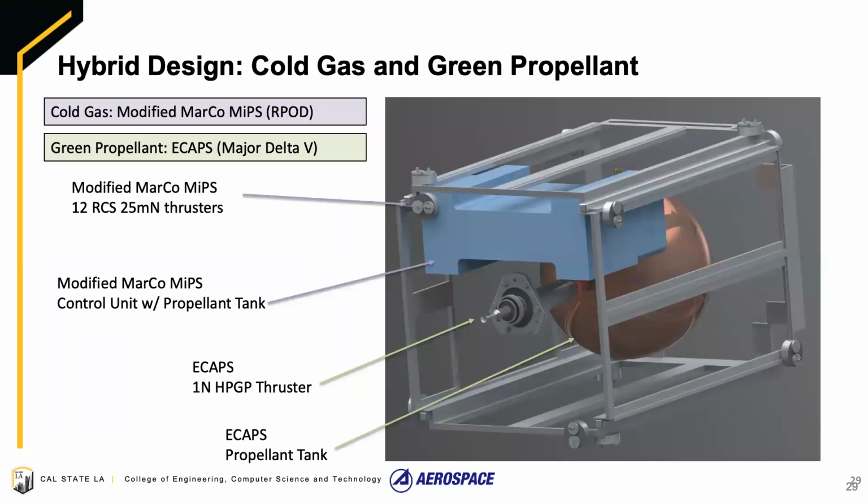So we have a hybrid design for our propulsion system. We have a cold gas propellant, which is used for the RPOD function, and a green propellant, which is used for the major delta V function.